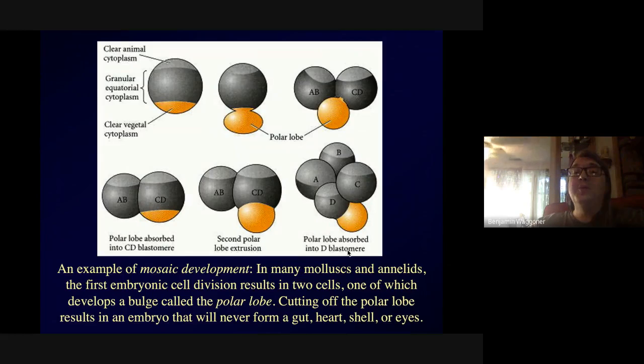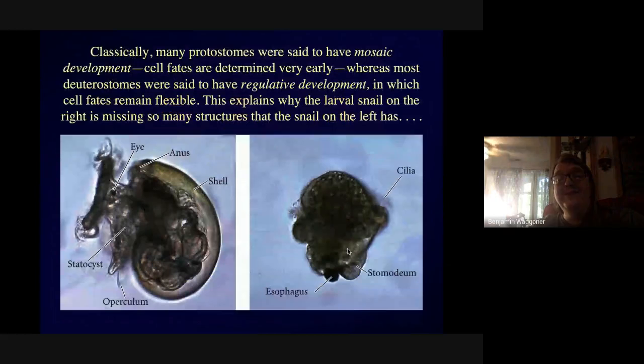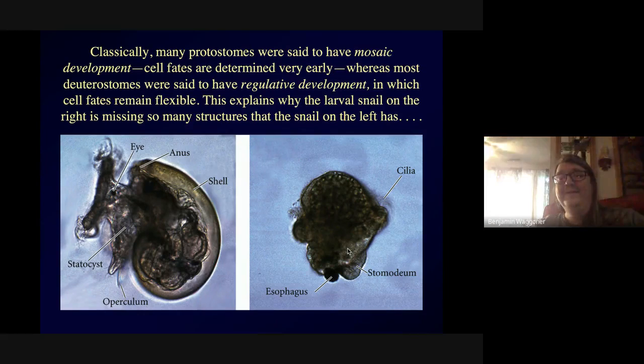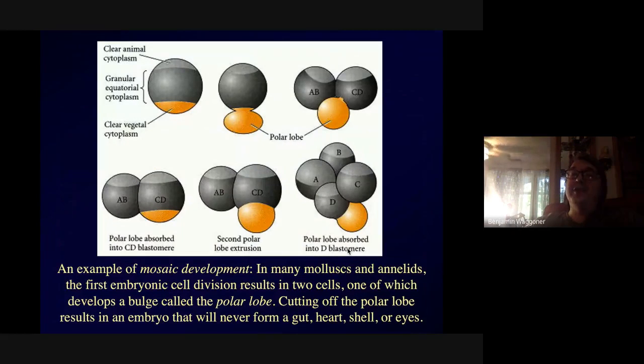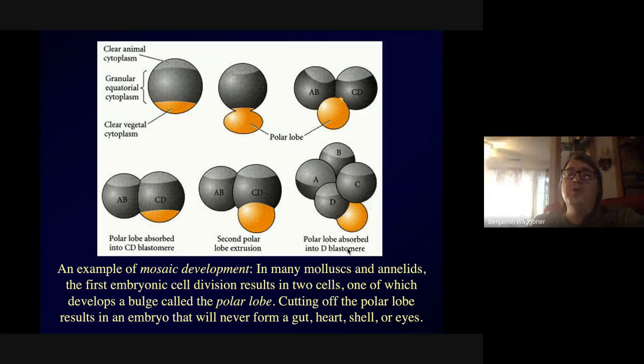And when the polar lobe is cut off, you get the embryo that we see on the right. An embryo without the polar lobe is never going to develop most of its mesoderm. It's not going to develop muscles. It won't develop eyes. It won't develop a proper shell. It won't develop a heart. All of those things come from that mesoderm layer. And if you remove the polar lobe, the mesoderm doesn't develop, and none of the structures that develop from mesoderm ever develop. So the idea is that the polar lobe contains something.